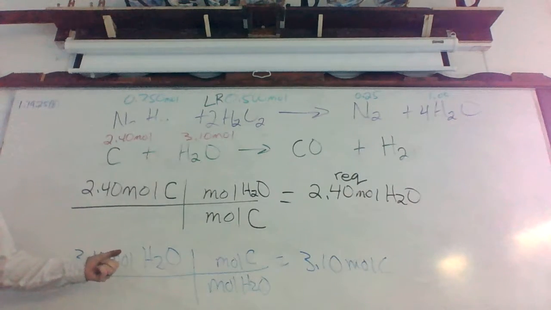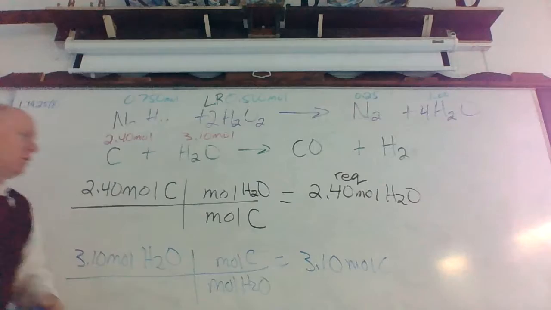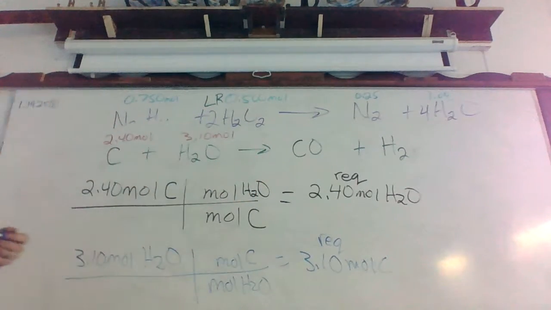Now, are we going pretty fast? Well, yes, but this is nothing new from all the way back in chapter 3. I think we would agree, correct? Okay. So again, we would write REQ. So we need 3.10 of carbon. Well, how much did we have to start with? 2.4. So do we have enough carbon? No. That's going to limit what we can actually produce on the right-hand side.